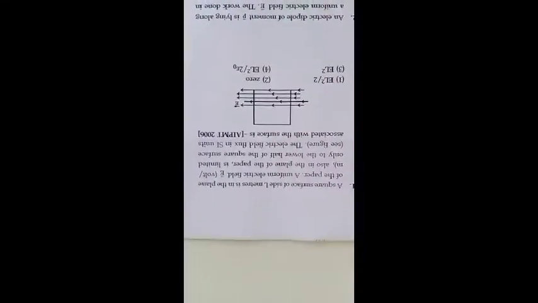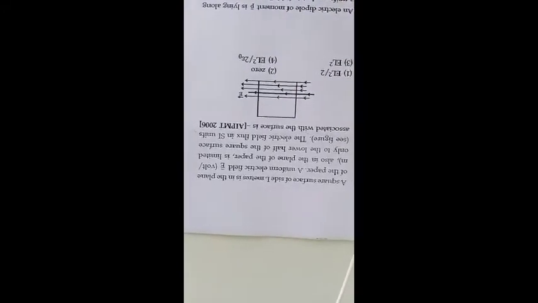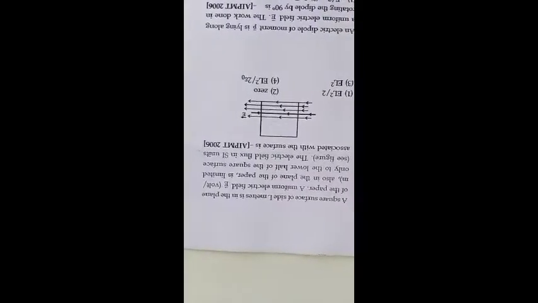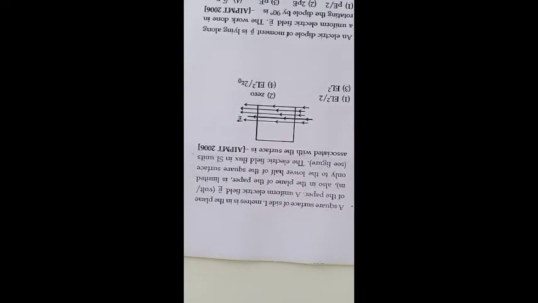Okay. Next, after finishing of these questions, you see what they are asking in the first question. A square surface of side L meter is in the plane of a paper. A uniform electric field E bar volt per meter, also in the plane of the paper, is limited only to the lower half of the square surface. The electric flux in SI units associated with the surface is how much?